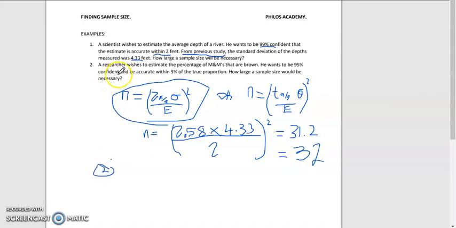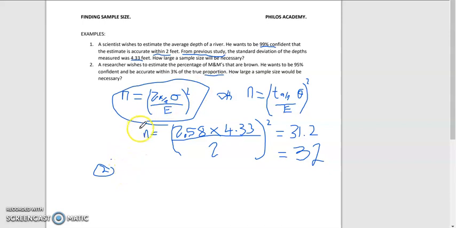Now for question 2, they say a researcher wishes to estimate the percentage of M&Ms that are brown. He wants to be 95% confident and be accurate within 3% of the true proportion. How large a sample size would be necessary? You realize there's no mean and no standard deviation here. So it's a proportion, because even the error is in percentage, and the question says true proportion.